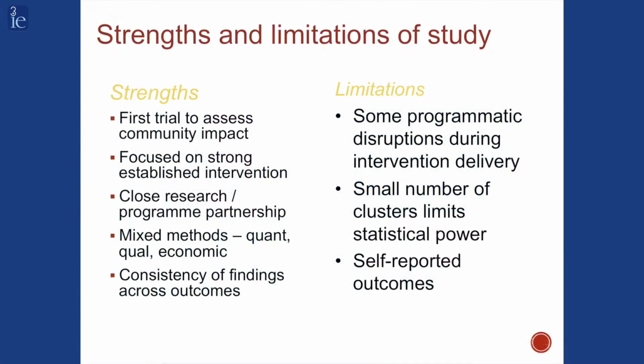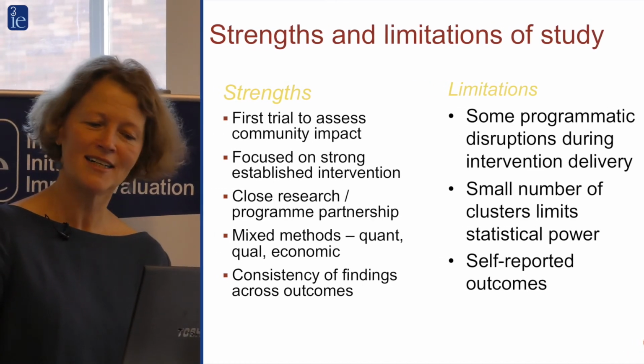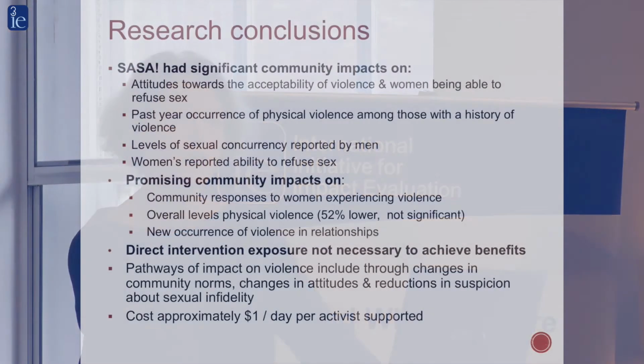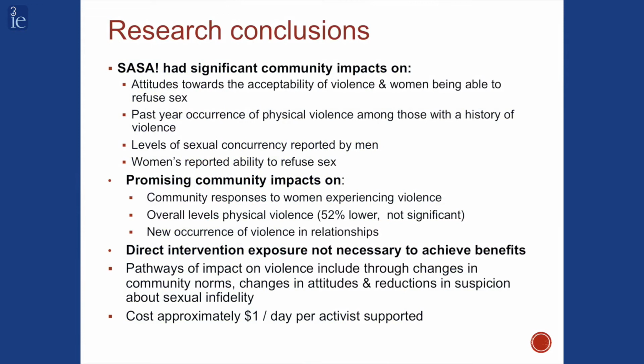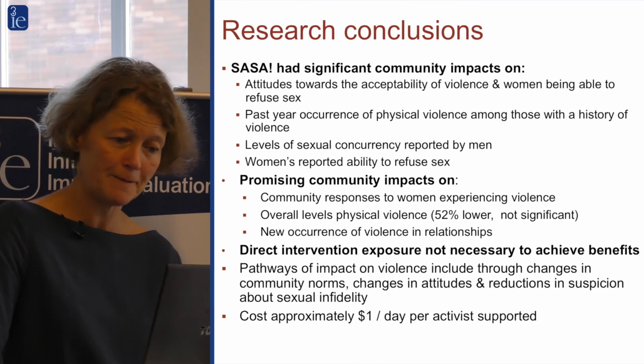So in terms of the study, it's got a number of strengths. I've told you that it's looking at community impact. We had a strong partnership. We had mixed methods. And I think we're seeing a lot of consistency across our outcomes. Clearly, there were limitations. We had to deal with the disruptions of political events in Kampala. We had limited statistical power. But I think the conclusions point to some significant impacts and policy impacts. I'm not going to repeat them. In the economic evaluation, this intervention cost about $1 a day per activist supported, so relatively cheap.